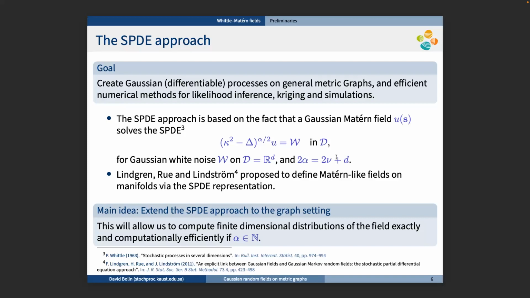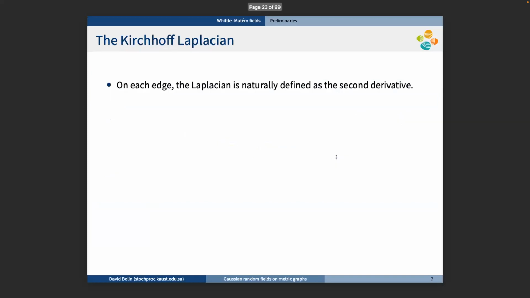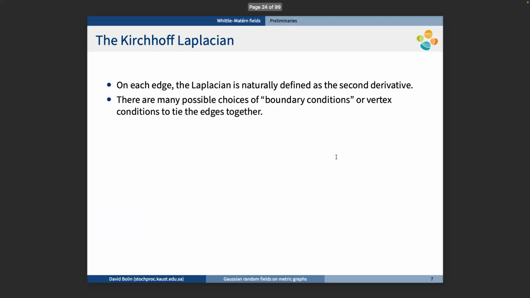The problem then is that it is not immediately clear what that stochastic PDE would even mean on the network, because it's not clear how you would define the Laplacian on the network. So on each edge, the Laplacian should behave like a second derivative. But then the problem is that you have these crossings, the vertices in the graph, and there you basically have to make a choice of how you connect the edges together.